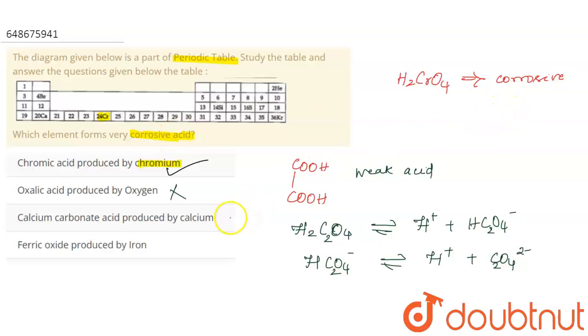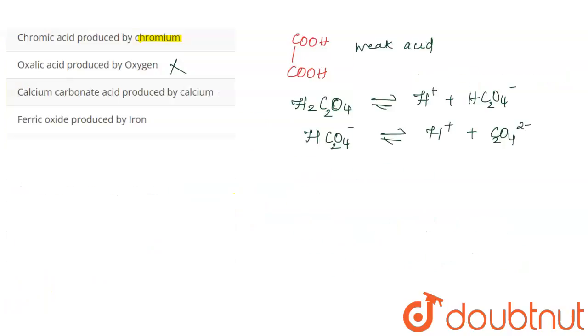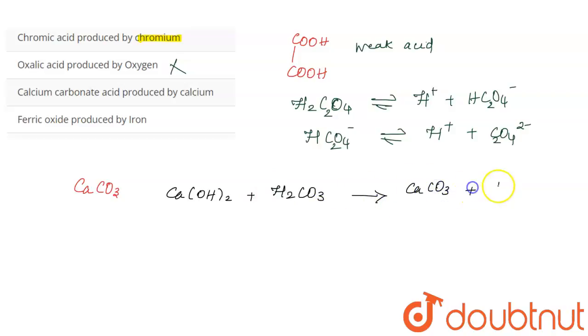And now we have calcium carbonate. So what is calcium carbonate? It is having the formula CaCO3. So how can it be prepared? It can be prepared from a base, that is calcium hydroxide, when it is reacting with an acid, that is carbonic acid, we will be obtaining calcium carbonate along with the water molecule. So now let us balance this equation.